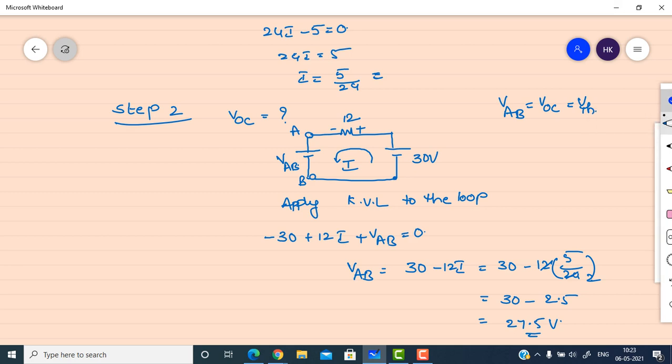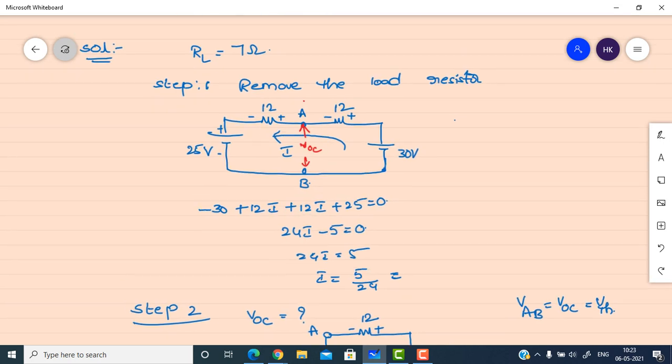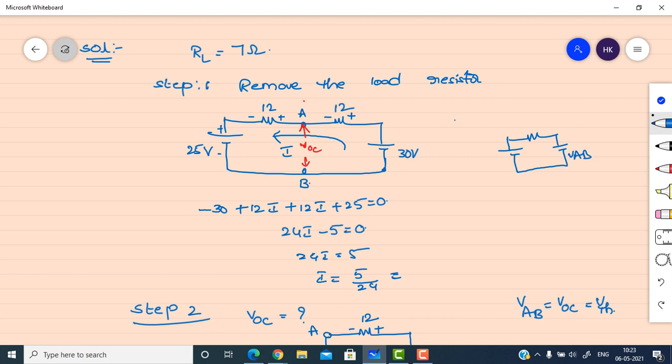Now you may have a doubt. Suppose I take this other part of the circuit to find out VOC. This is 25 and this is 12 and this is VAB. If you take this also, you will get the same answer. If you have time, you can try it. VAB will be 27.5. So in this 12 ohm also, the current passing is the same.